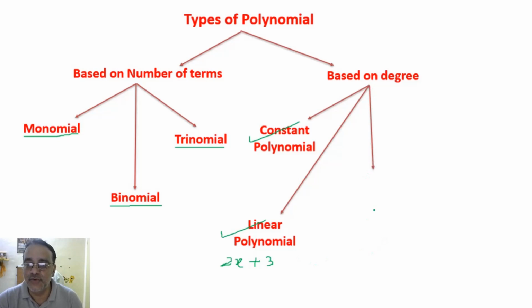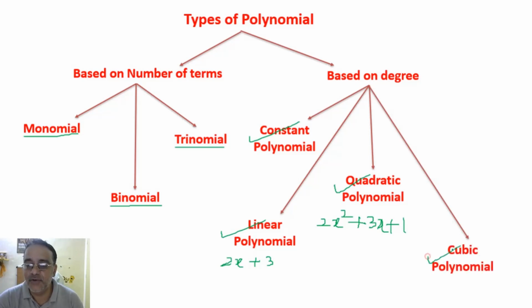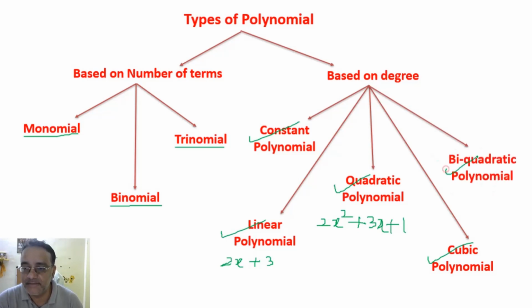If degree is 2, it is called quadratic polynomial, that is 2x square plus 3x plus 1. Okay. Next one, if the degree is 3, it is cubic polynomial. If the degree is 4, it is called biquadratic polynomial. Biquadratic. Right. Any doubt in these types of polynomial? No, sir. Okay, now let us have one question.